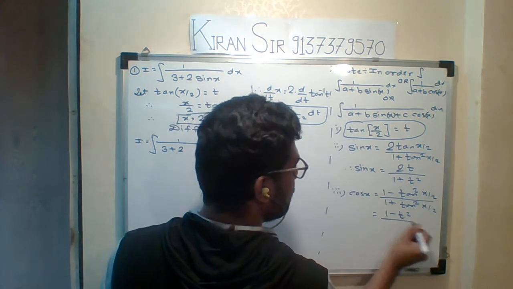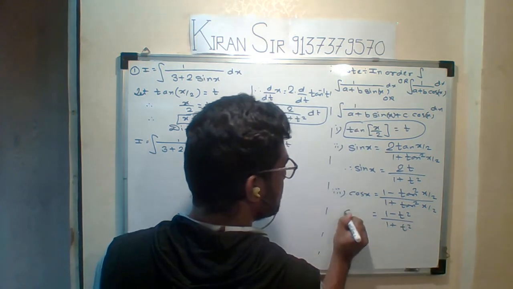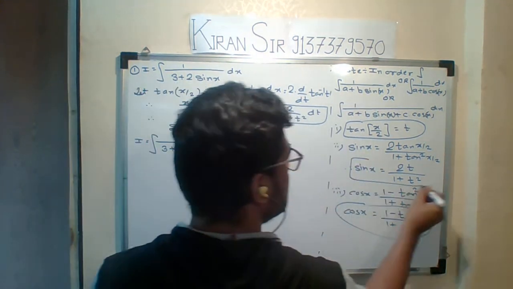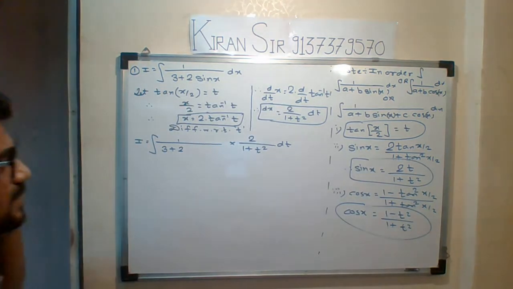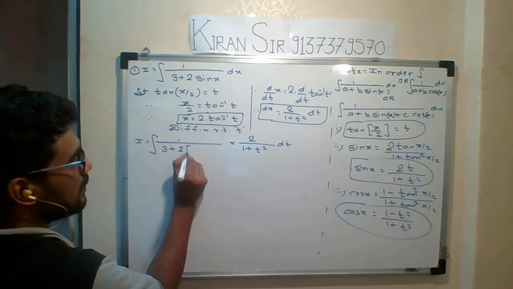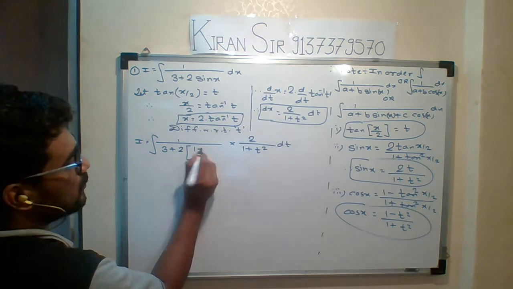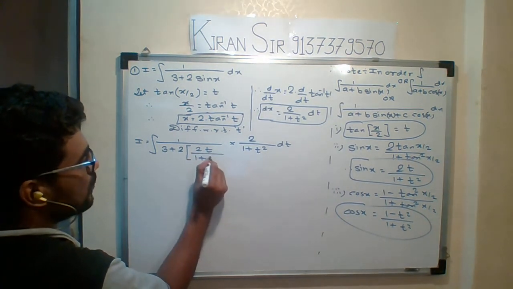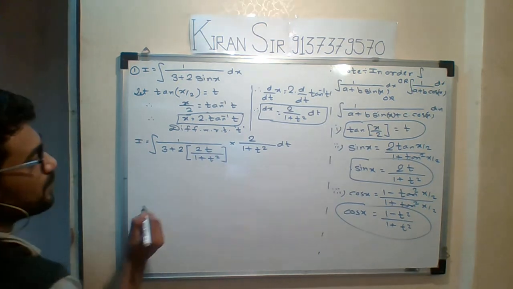तो cos x जब भी आएगा तो आपको लिखना है 1 minus t square upon 1 plus t square. So these are the standard substitutions for sin x and cos x. तो यहाँ पे मैं sin x के जगह पे लिखने वाला हूँ students 2t upon 1 plus t square. बरोबर से देखना students, all of you concentrate here.